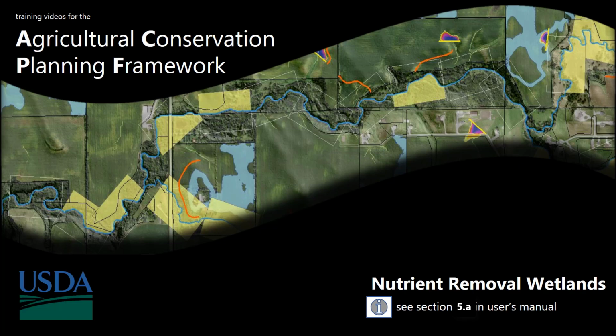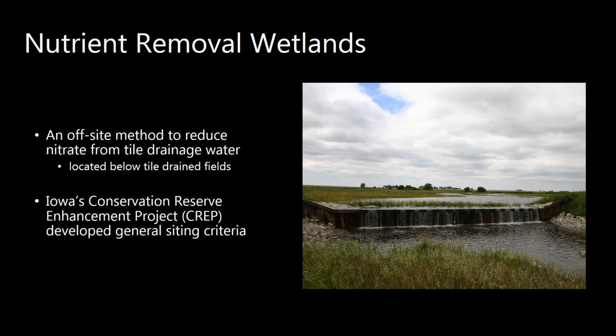In this video, we'll cover the nutrient removal wetland tool. Nutrient removal wetlands are off-site methods to reduce nitrate from tile-drained water. Therefore, they get placed below tile-drained fields. Thanks to Iowa's CREP program, we have some general siting criteria that we follow.